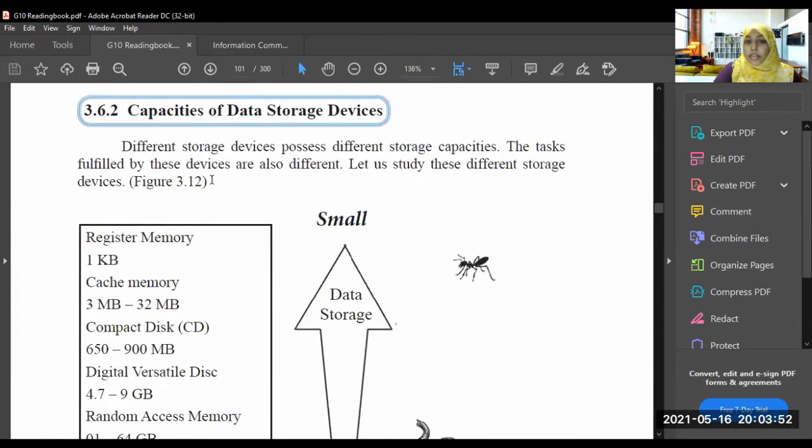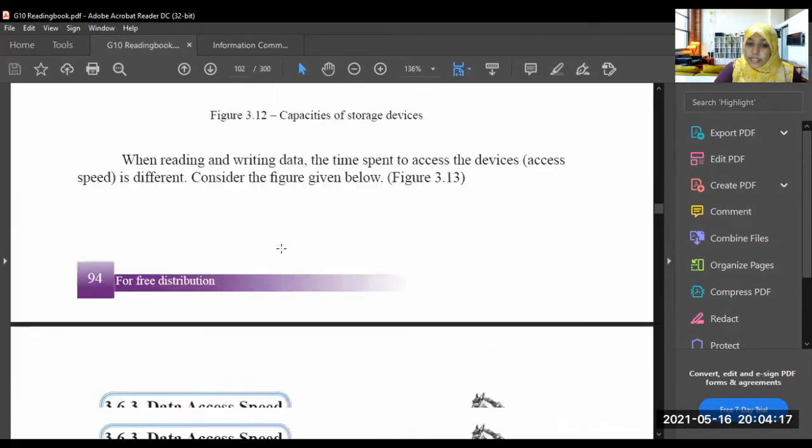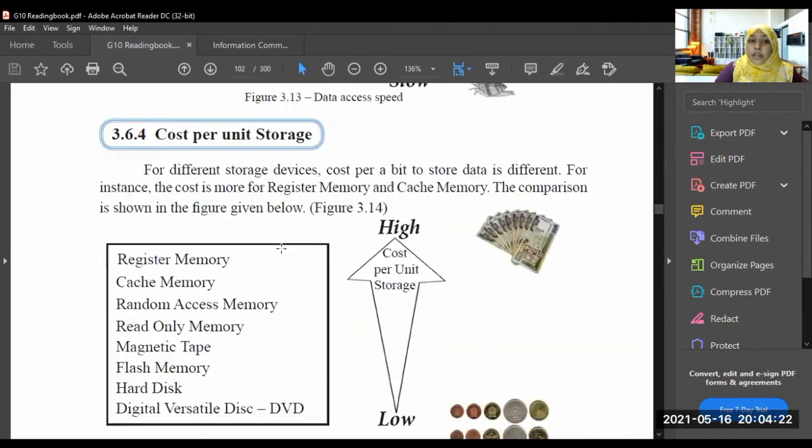The capacity of data storage devices. Different storage devices possess different storage capacities. The tasks fulfilled by these devices are also different. Let us study these different storage devices. So, you know there are storage devices, right? Here we are going to learn the capacity of the storage devices, the speed of the storage devices, and the cost per unit of the storage devices, which is the most and which is the least.